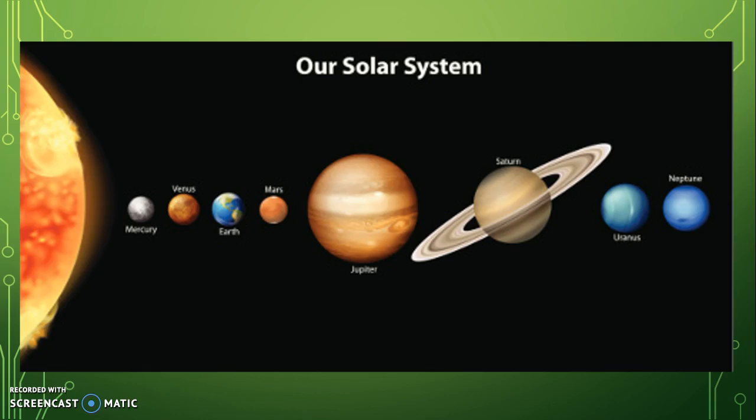There's our solar system. As you can see, we have 8 planets and the sun. Of course, the closest one to the sun is Mercury, followed by Venus, and Earth is right there in the middle. And then we have Mars and Jupiter, the large one. And then we have Saturn with the rings, Uranus, and then Neptune on the far right.